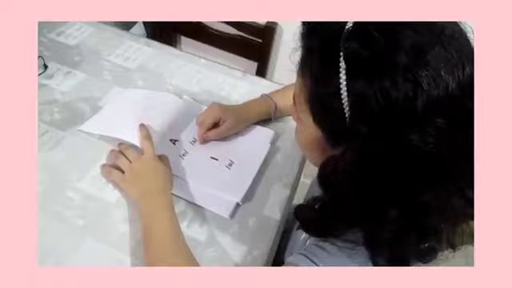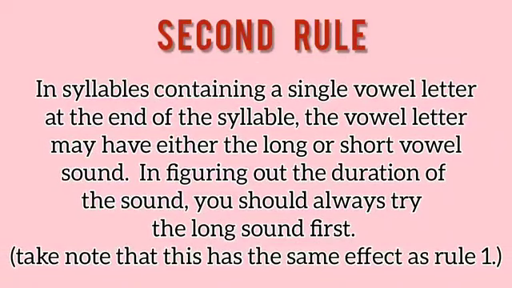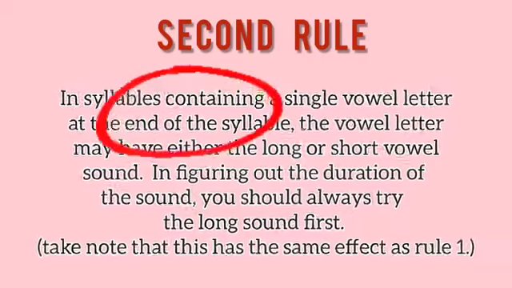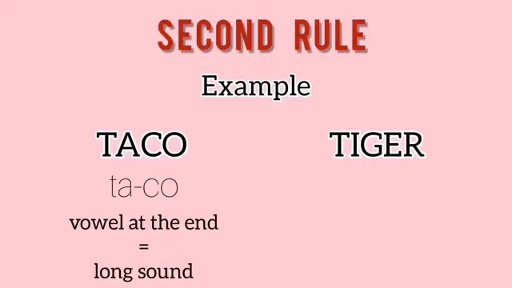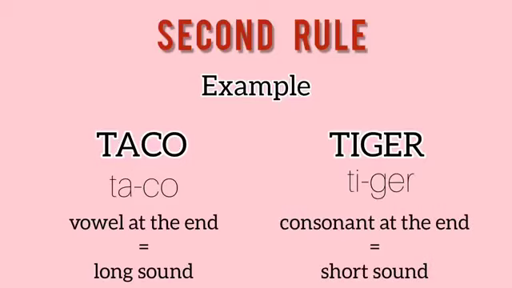A, I. The next rule is, in syllables containing a single vowel letter at the end of the syllable, the vowel letter may have either the long or short vowel sound. In figuring out the sound, you should always try the long sound first. Take note that this has the same effect as rule number 1. It's just that this is at the end of the syllable and not the word. For example, the words taco and tiger. The word taco, if divided into syllables, will be like this. And at the end of each syllable is a vowel, which makes the sound long. While the word tiger, if divided into syllables, will be like this. And the first syllable, ti, has a longer sound than the second syllable, ger, since it ends with a vowel. Now, let's try to say it.